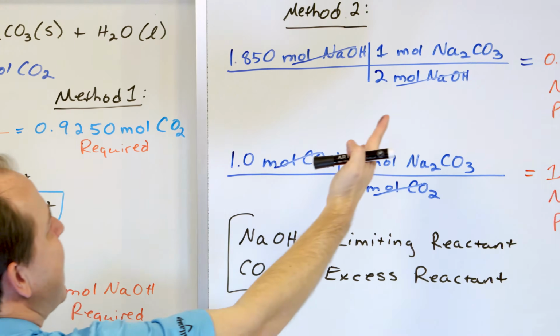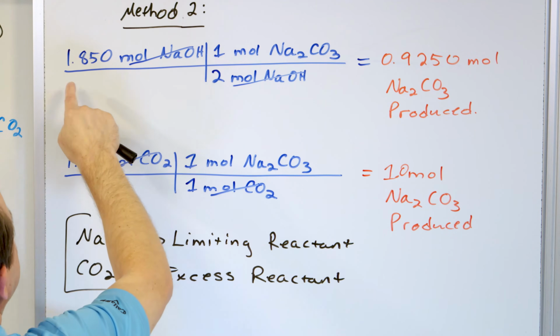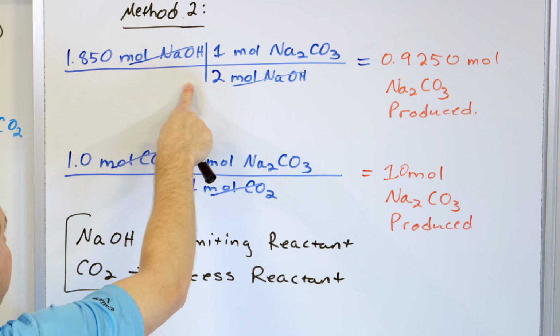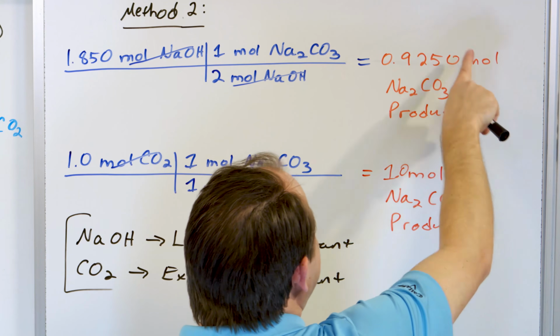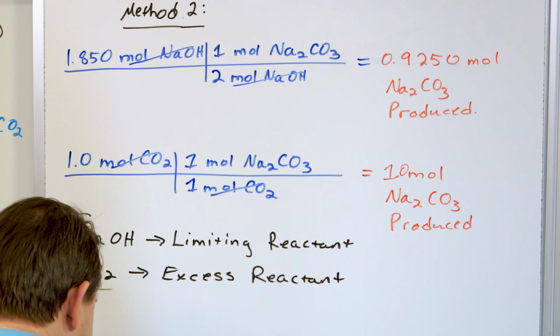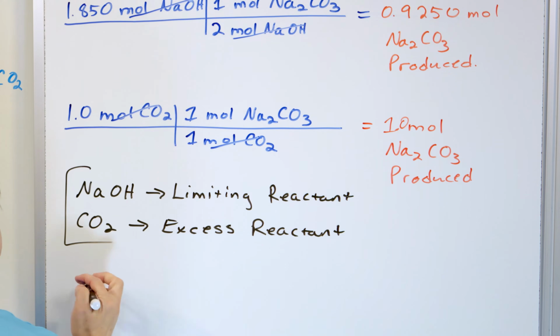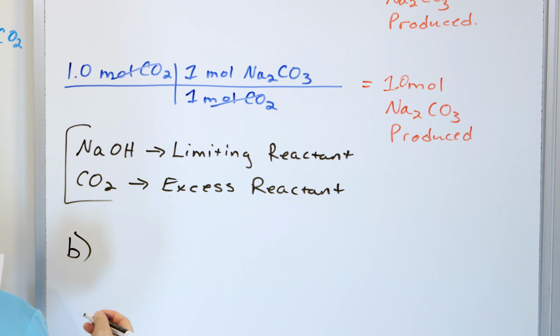But we've already done that calculation in part 2. We started with this amount as a limiting reactant, and just to see what would happen, how much sodium carbonate will be made. And we already calculated it's 0.9250 moles. So for part B, how much will actually be made?